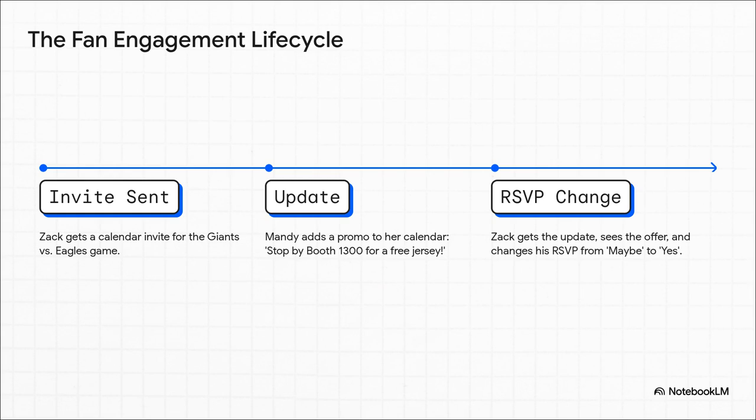And this is where the magic really kicks in. So Zach gets the invite for the Giants versus Eagles game. A little later, Mandy decides she wants to run a promotion. She simply edits the calendar event on her end to add a little note: Stop by booth 1300 for a free $125 jersey. That update automatically pushes to Zach's calendar. He sees this incredible offer and immediately changes his RSVP from maybe to yes. See what happened? Mandy didn't just send a reminder. She sent a promotion that directly influenced Zach's behavior and drove a potential customer right to her booth.